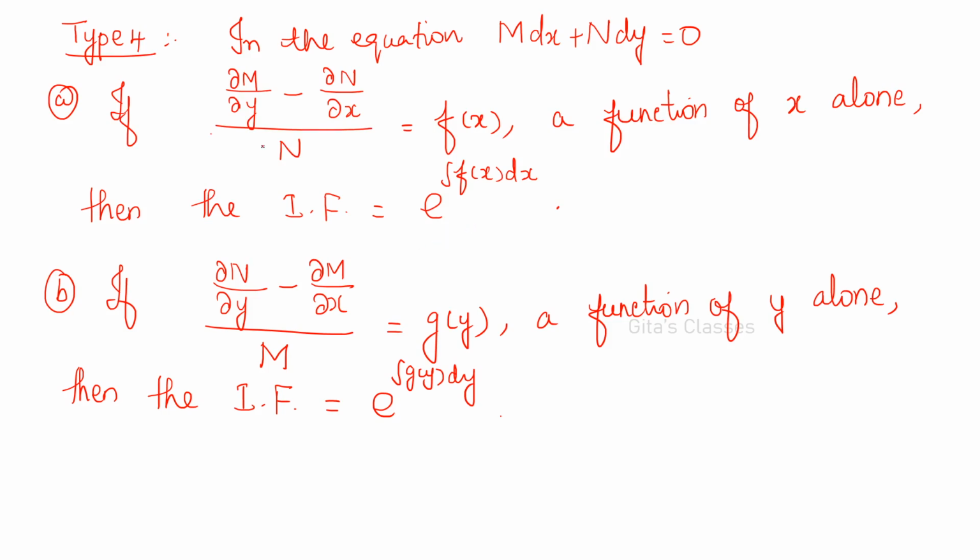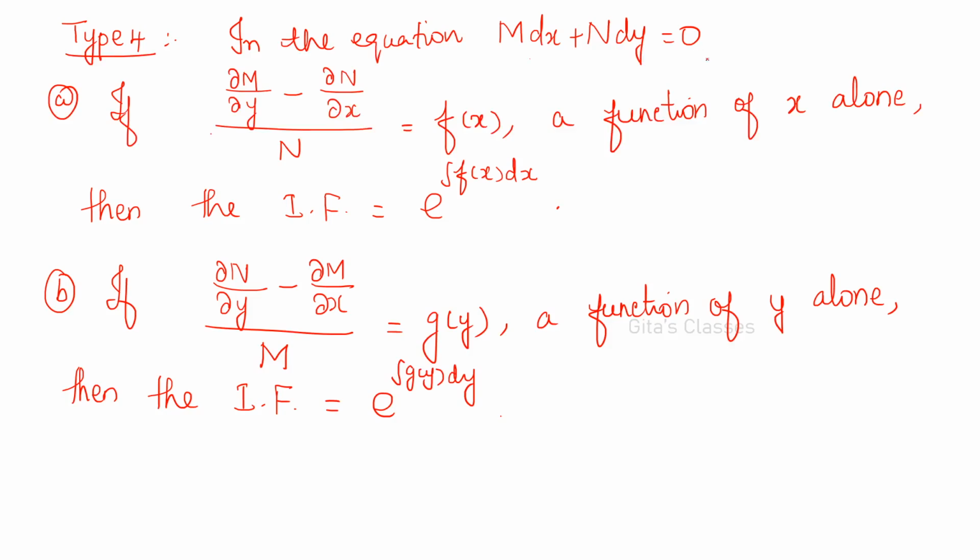Okay. If instead of this, (∂N/∂y minus ∂M/∂x) divided by M. Please remember always M for x, N for y. M of x, y, and M dx plus N dy is equal to 0. That is the given differential equation, right? In this, always try to relate M with x and N with y.